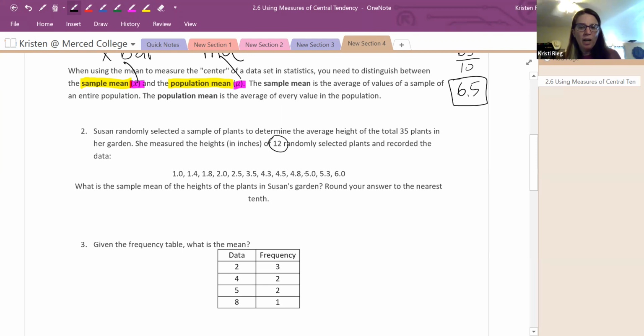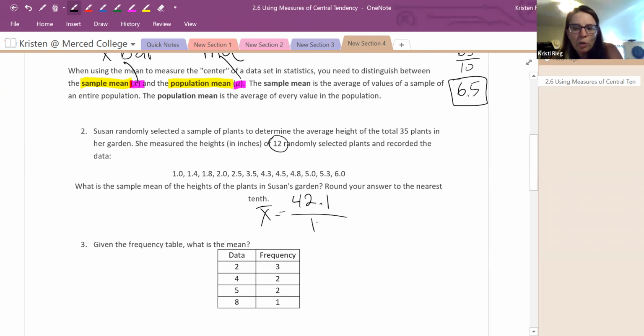So we're going to add them all up, and I'm not going to write them out again. I'm just going to add them in my calculator. 1.4 plus 1.8 plus 2 plus 2.5 plus 3.5 plus 4.3 plus 4.5 plus 4.8 plus 5.0, 5.3, and 6.0. That gave me 42.1. So this is the mean of the sample. So this is X bar, 42.1.